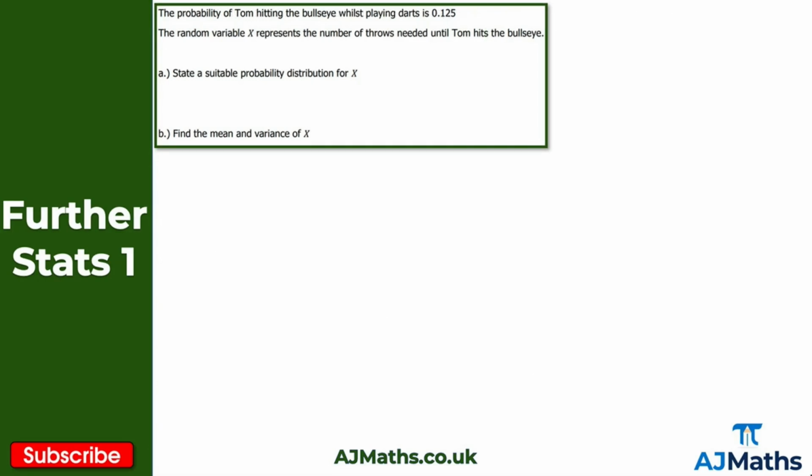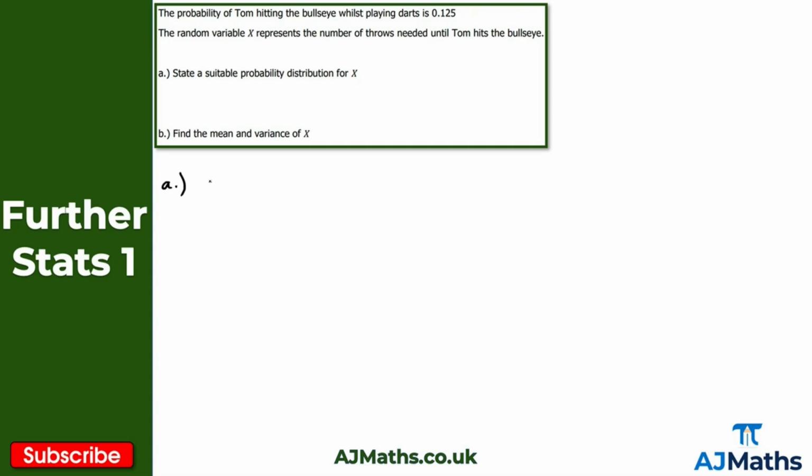And finally then, if we take a look now at the very last question here, question 3, where we have the probability of Tom hitting the bullseye whilst playing darts, and that's given as 0.125. Now we also have the random variable x here, which represents the number of throws needed until Tom hits the bullseye. So for the first part here, part A, so let's just write this down. We're asked to state a suitable probability distribution for x. So remember x here, that's the random variable x, which represents a number of throws needed until Tom hits the bullseye. So for this question here, based on the context of the question, x will be geometrically distributed.